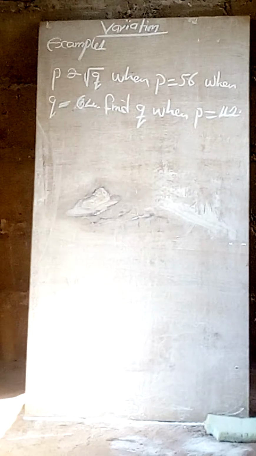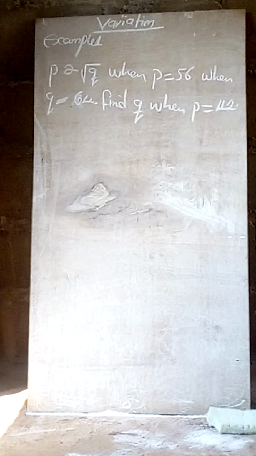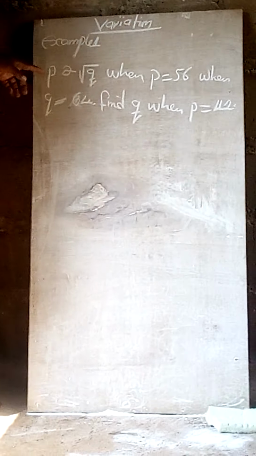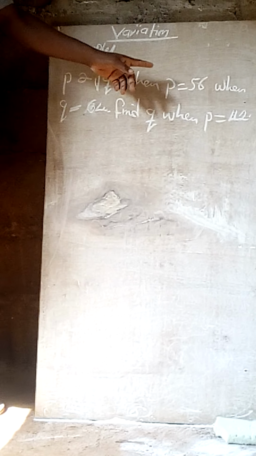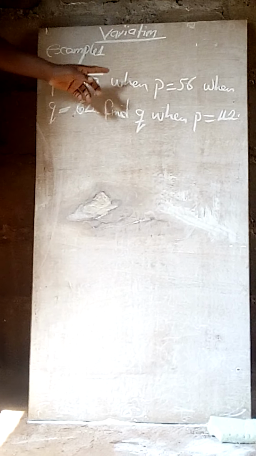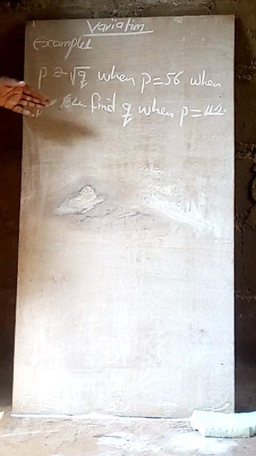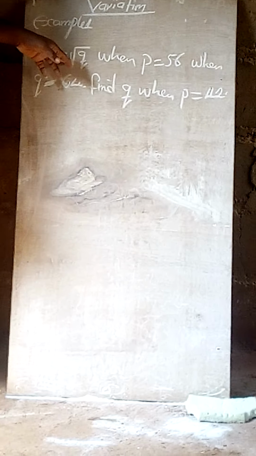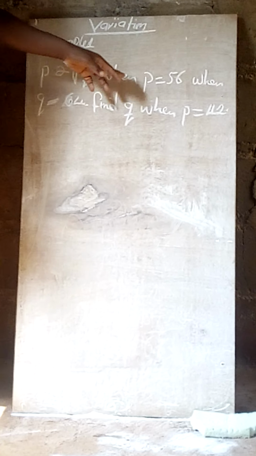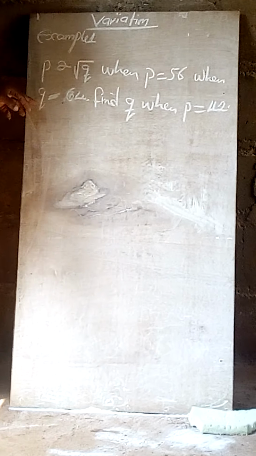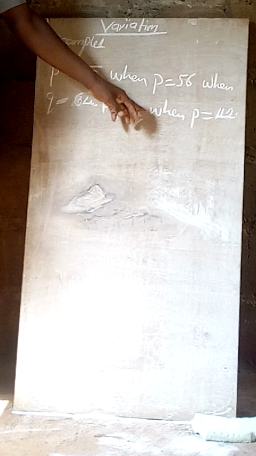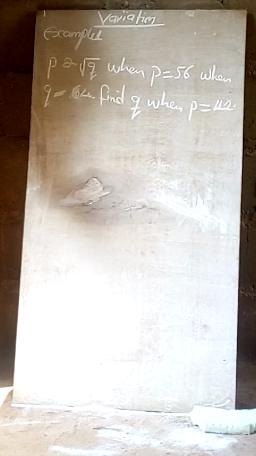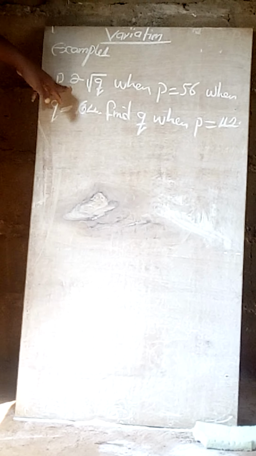Are we following up? Are we together? Yes. This is an example given to us on the boards. At times they may give it to you in writing: they may say that P varies directly as the cube root of Q, and so on and so forth. But in this case, they just give it to us directly. Let's say P varies as the square root of Q. When P is 56 and Q is 64, find Q when P is equal to 42. Thank God they've given us the formula already. They've varied it for us already.